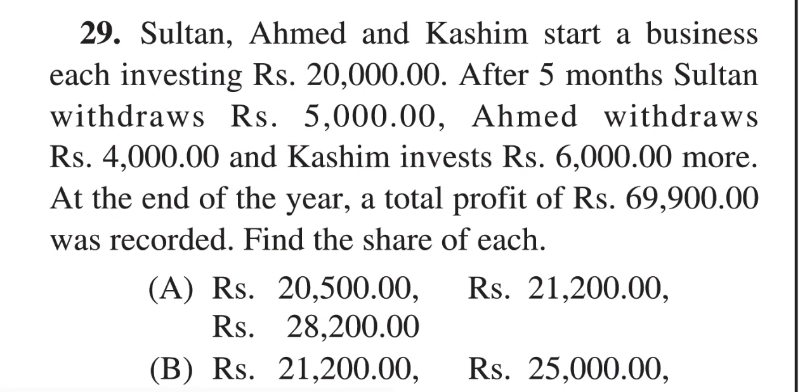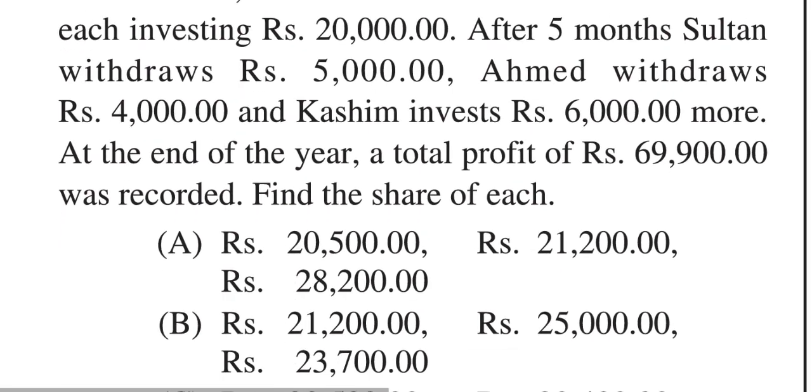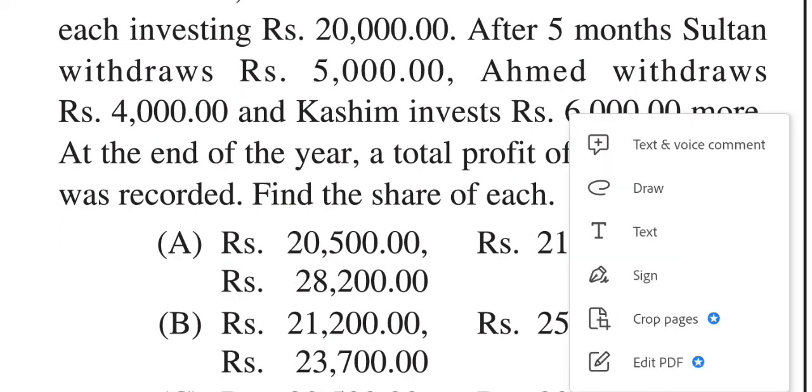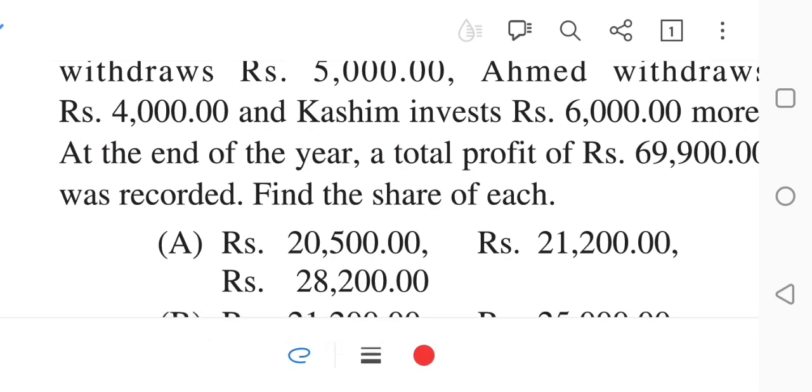Sultan, Ahmed and Qasim start a business, each investing Rs 20,000. After 5 months, Sultan withdraws Rs 5,000, Ahmed withdraws Rs 4,000, and Qasim invests Rs 6,000 more. At the end of the year, a total profit of Rs 69,900 was recorded. Find the share of each. Question 29. The correct answer of this will be A, that is 20,500 and 21,200 and 28,200. Okay.